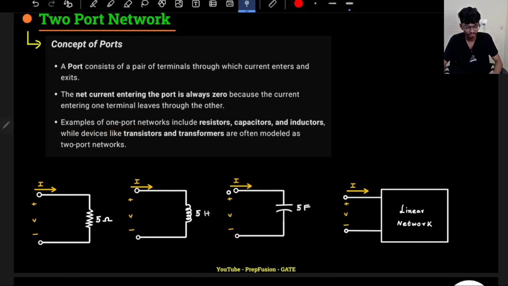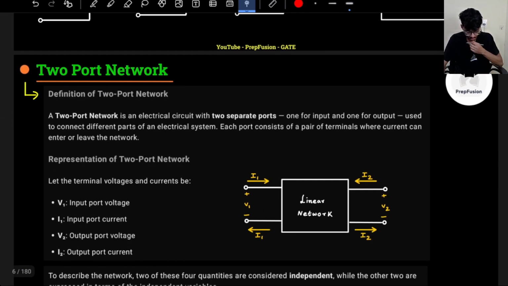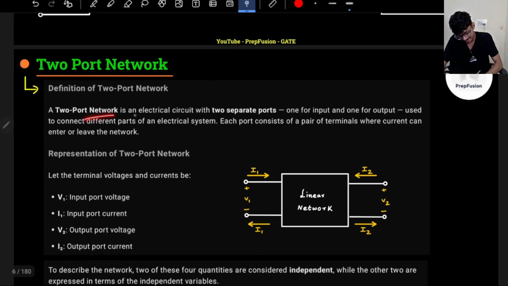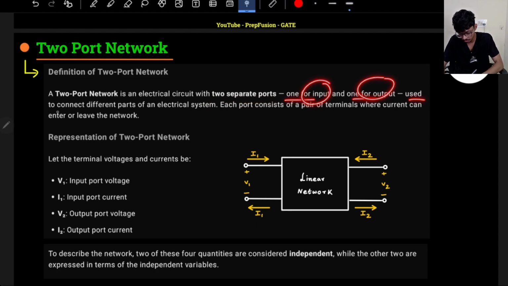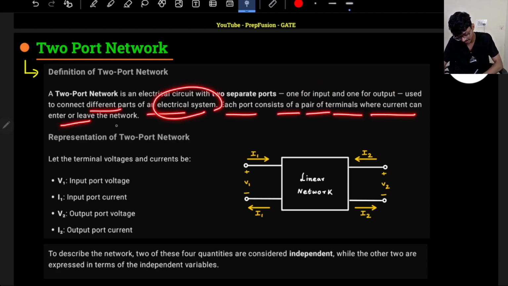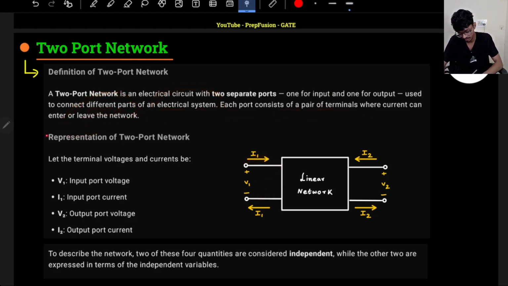Any linear network will be a one port network, and obviously we will see about two port networks as well. So there are many ways to model using two port networks. We'll see that. So now what are two port networks? A two port network is an electrical circuit with two separate ports. So single port you have already learned. So two port will have two separate ports, one for input, one for output, used to connect different pairs of electrical systems. Each port consists of a pair of terminals where current can enter or leave. This we have already discussed. Basically, a two port network will consist of two ports.